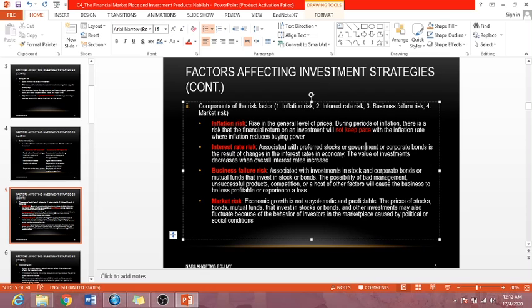So the price of stocks, bonds, or mutual funds that invest in stocks, bonds or other investments may also fluctuate because of the behavior of investors in the marketplace, caused by political or social conditions. It means maybe anything happens, politics or social conditions that you didn't expect, that can affect your investment value. So it's not predictable.